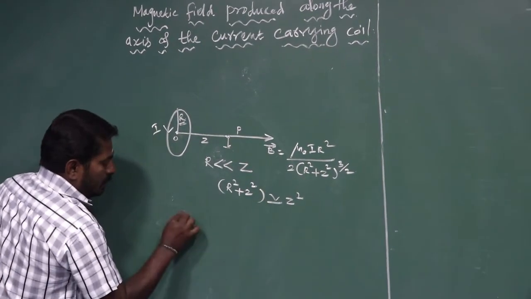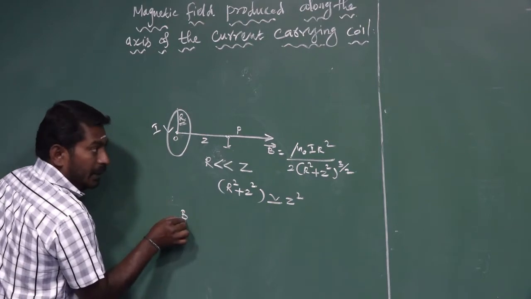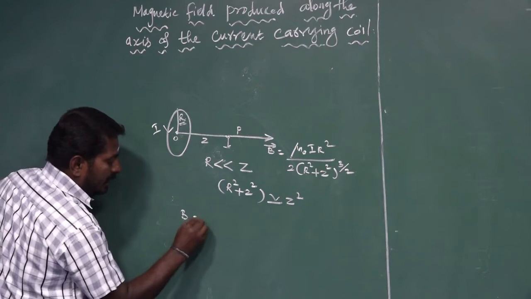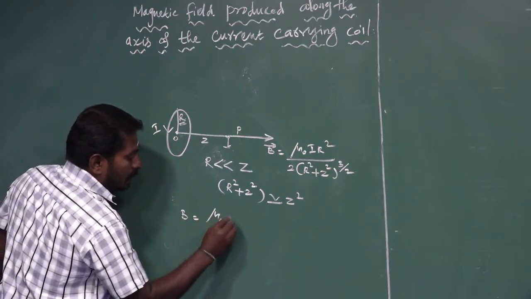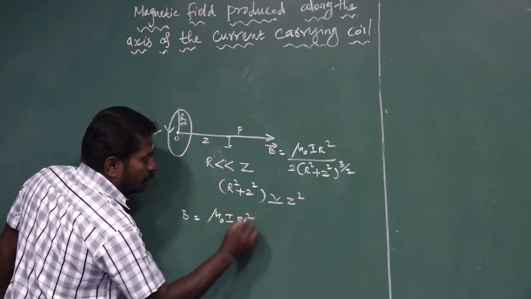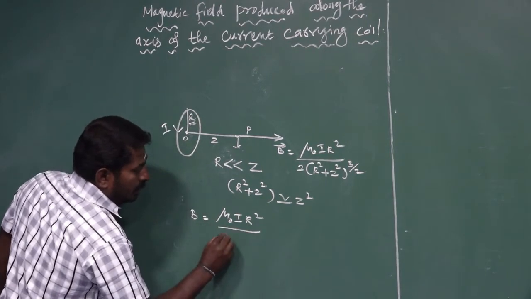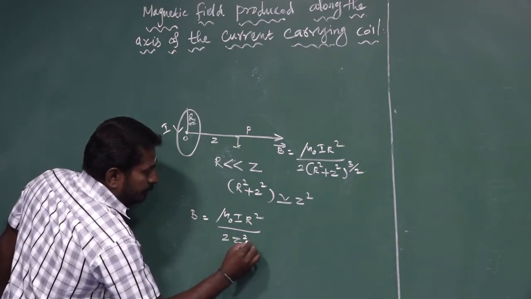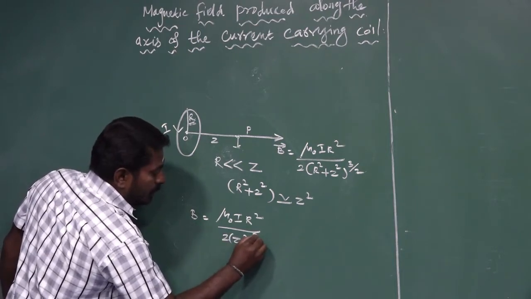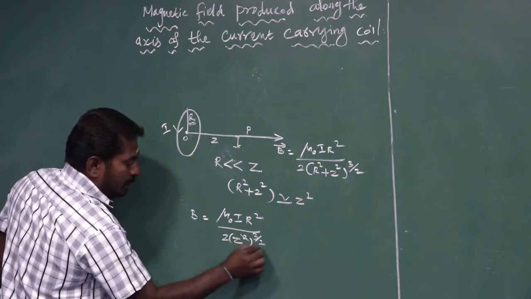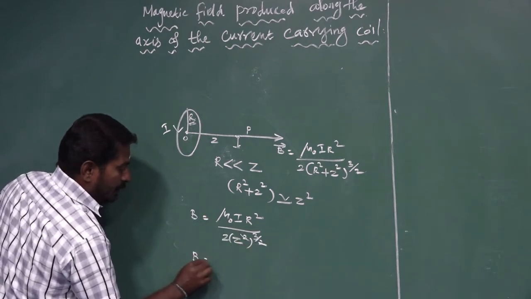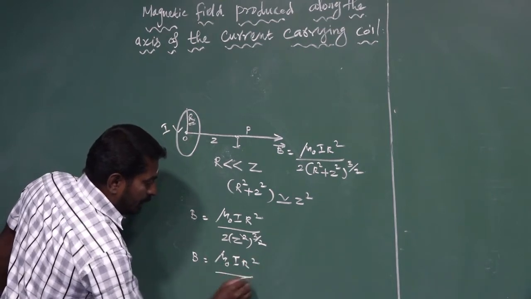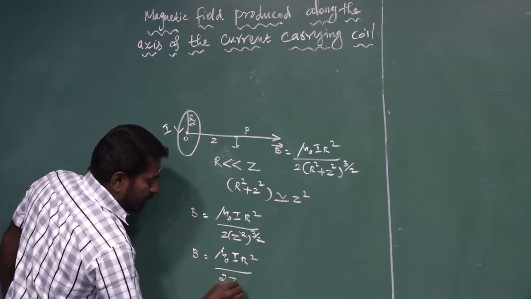So therefore, magnitude-wise, the magnetic induction at this point P due to the circular coil carrying current is equal to mu naught I r square divided by 2 z square whole power 3 by 2. The 2 gets cancelled. B is equal to mu naught I r square divided by 2 z cube.